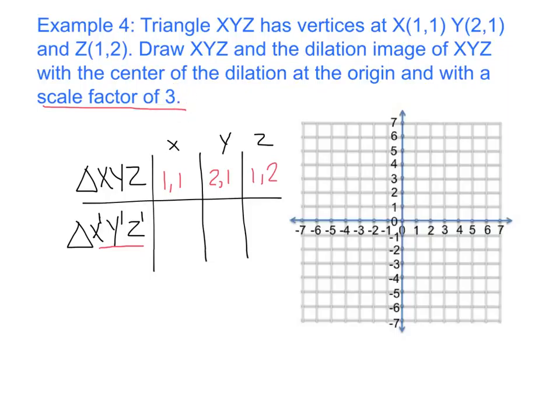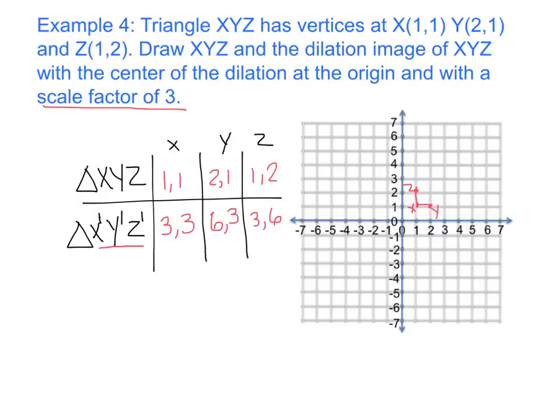So, let's write in our new coordinates. 1 times 3 is 3, 3 times 2 is 6, and 1 times 3 is 3. Same thing here, 1 times 3, 2 times 3. Now I have my new points. Let's graph the first one, then we'll graph X prime, Y prime, and Z prime. X is at 1, 1. Y is at 2, 1. And Z is at 1 and up to 2.